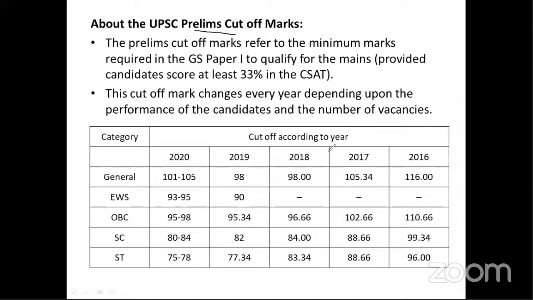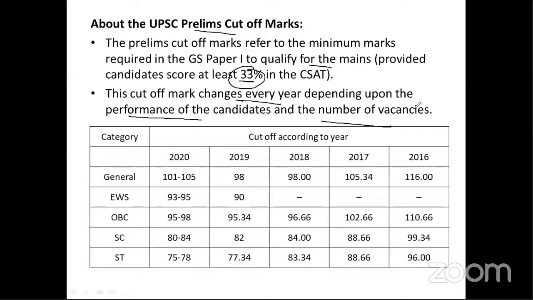So the prelims cutoff marks refer to the minimum marks required. Okay, this is the minimum marks required to qualify the exam. So it's the minimum marks to qualify for the mains. Okay, means you just have to qualify with 33% marks in CSAT, and this cutoff marks changes every year depending upon the performance of the candidates and the number of vacancies.